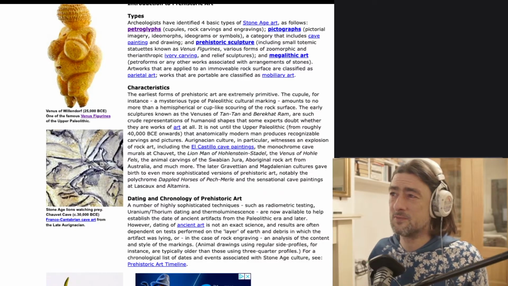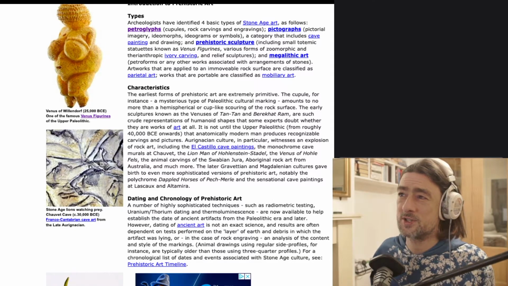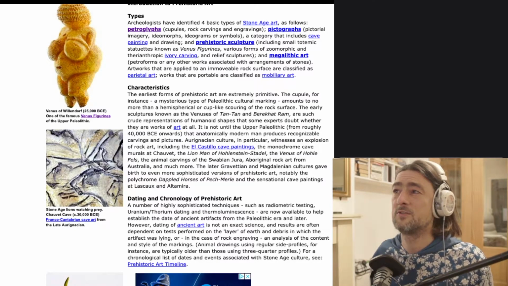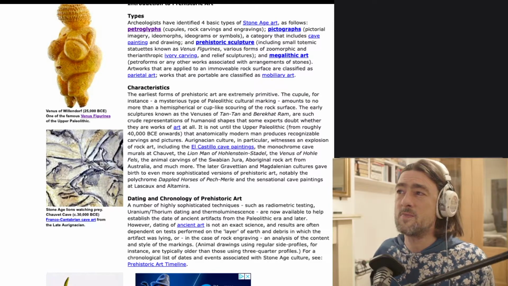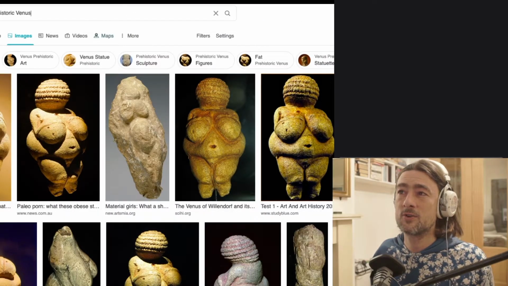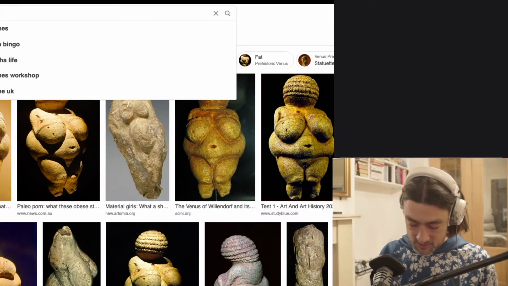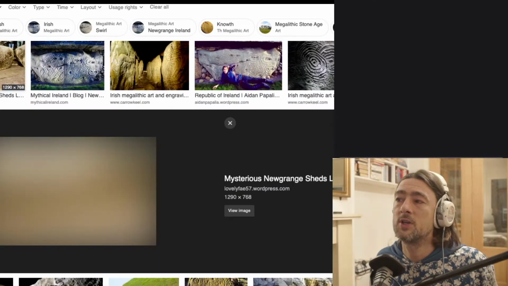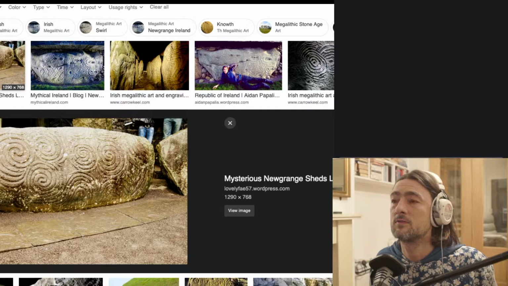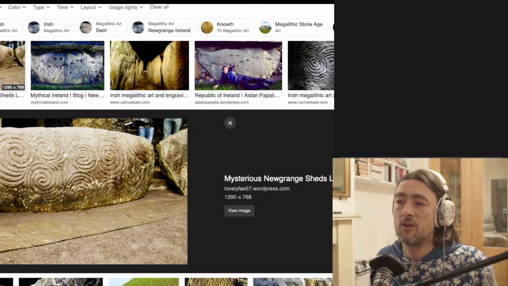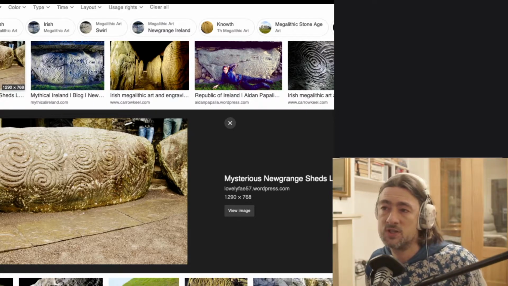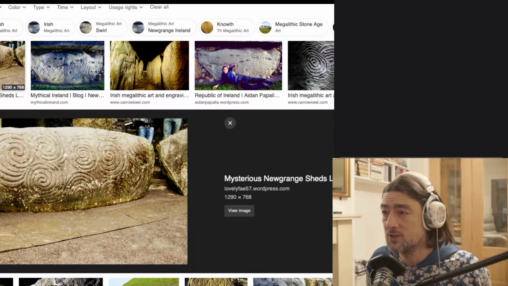So now we've looked at some prehistoric sculptures, some prehistoric petroglyphs, those cupules, the rock carvings. Let's just have a quick look at some megalithic art. It's got the coolest name, hasn't it? Megalithic. Big old rocks. Look at that. Carved across a huge piece of stone. Deliberate, absolutely deliberate.